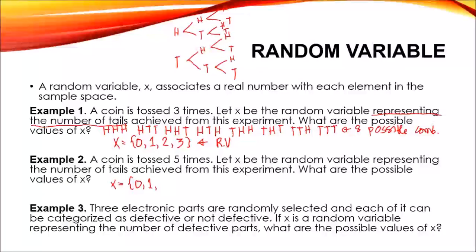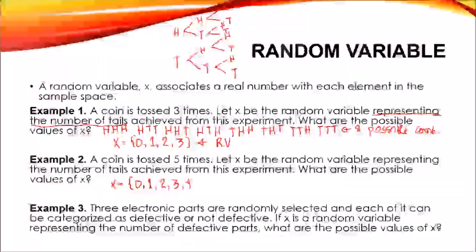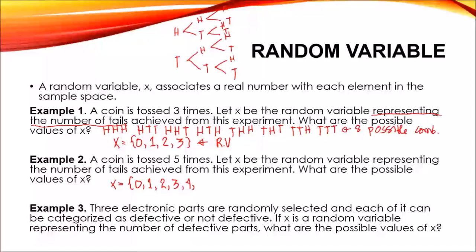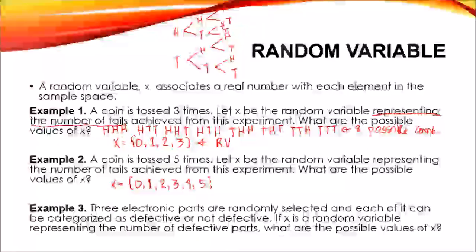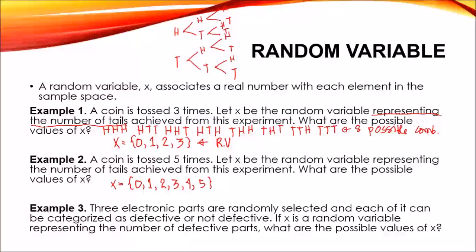And we are also sure na merong dalawang lalabas na tail, or kaya tatlong tail, or apat na tail, or possible lahat ng lalabas na sa experiment are all tail. So this could be the possible random variable for this.